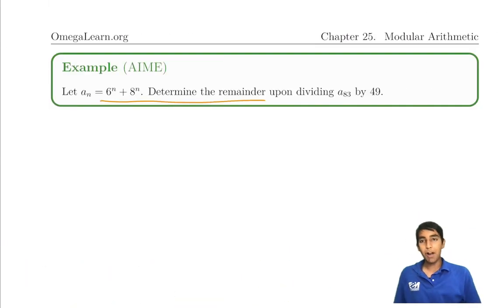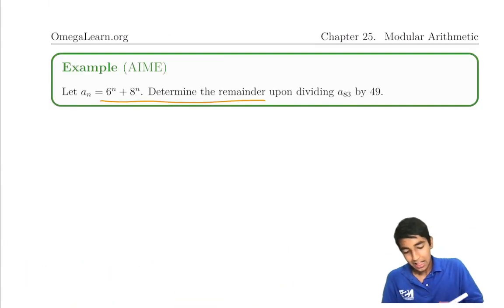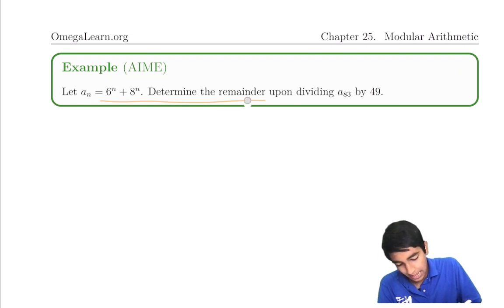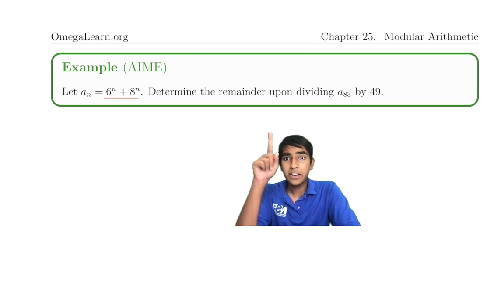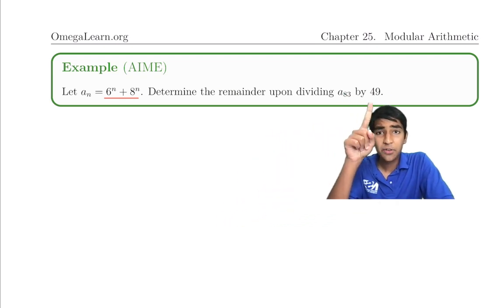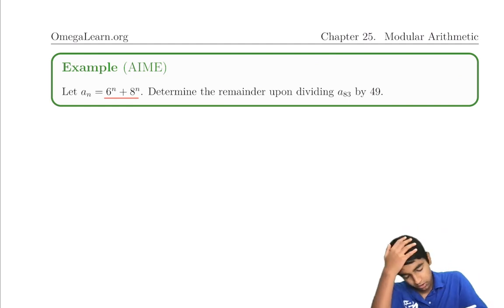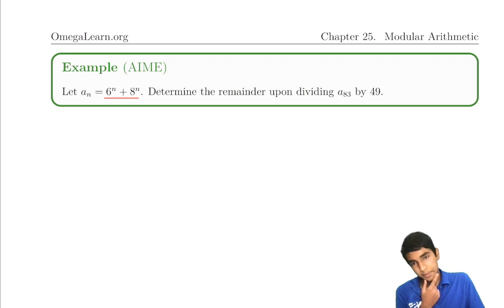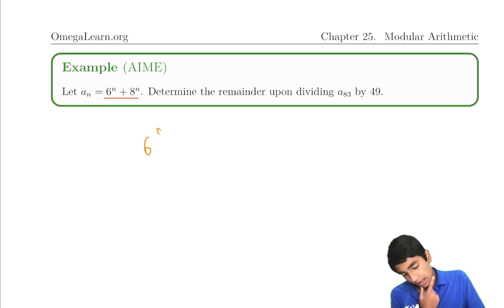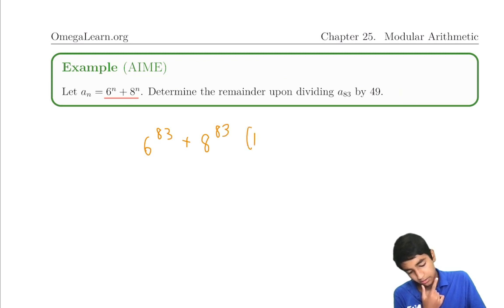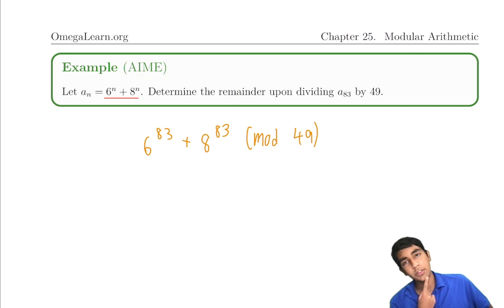And now we've got this cool problem from the AMC over here. Let a of n be equal to 6 to the n plus 8 to the n. Determine the remainder upon dividing a of 83 by 49. That seems like a tricky problem. So essentially what we're trying to do is figure out 6 to the 83 plus 8 to the 83 mod 49.